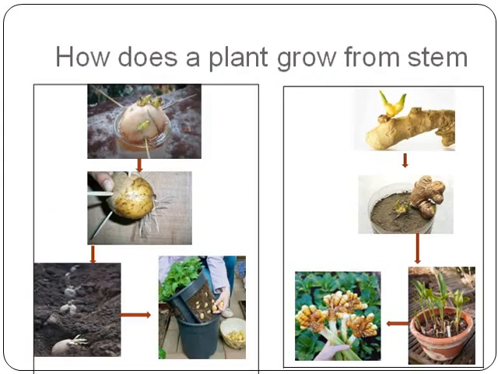Now let's see how a plant grows from stem. Place a potato in a glass of water with the help of some toothpicks and keep the glass in open space. After a few days you will observe roots growing. Then plant the potato in soil. It will take 50 to 60 days for the potato plant to mature. The same can be done with ginger.